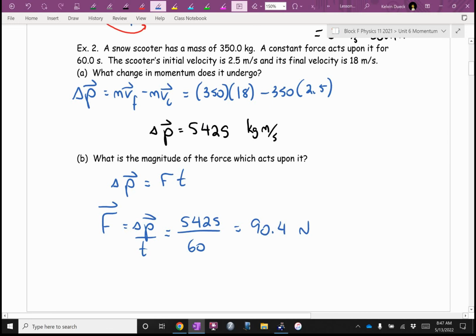What direction? Whatever direction the impulse was, they happen to be in the same. Is that okay? Did you learn anything new? Good. Again, sounds weird, but that's my goal. Okay?